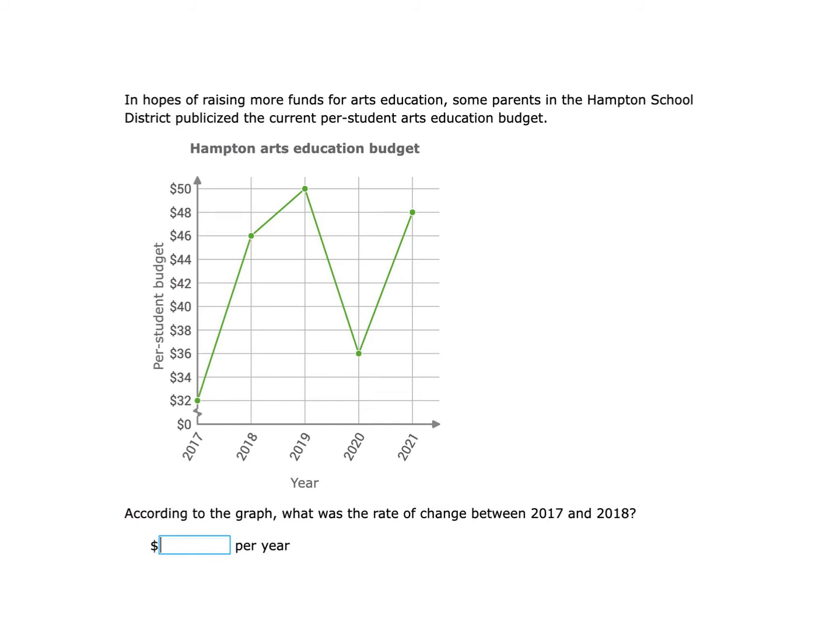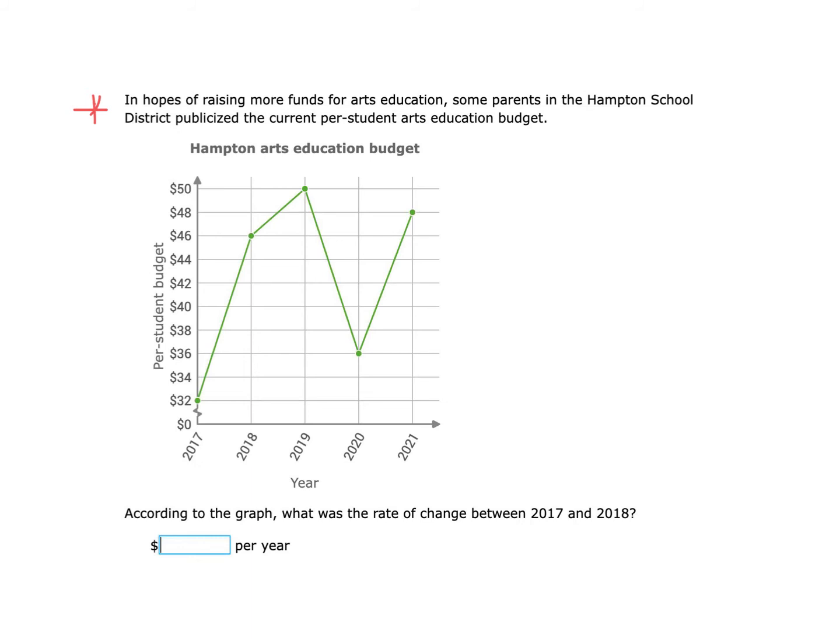So here we're given a graph with some data that goes along with this situation that says, in hopes of raising more funds for arts education, some parents in the Hampton School District publicized the current per student arts education budget. We can see that this is not a constant rate of change because from here to here it goes way up, then it goes up just by a little, then down, then way up again. So that is not a constant rate of change. So instead, like from our table before, we can find the constant rate of change just between 2 years, and we'll have to do that separately for each of the years.